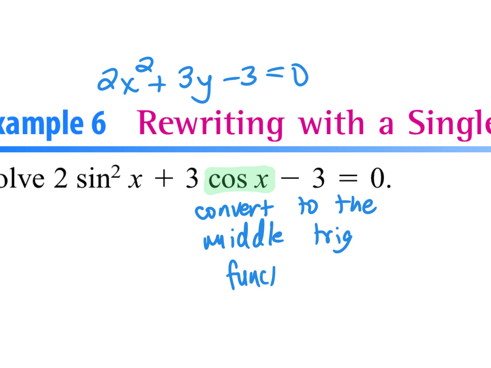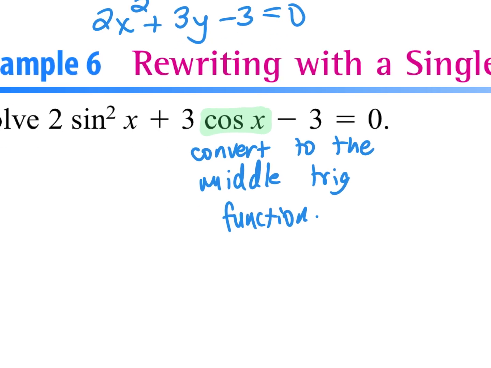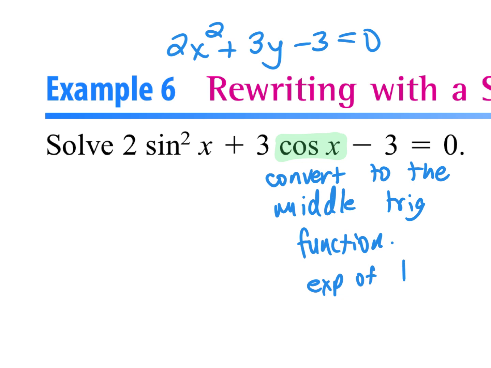What happens if it's not in the middle? You have to rearrange it. You always want to convert to the trig function that has an exponent of 1. What is the exponent on sine squared? 2. What is the exponent on cosine? First power. You're always going to convert, and you will have your fundamental identities. This will always work out.